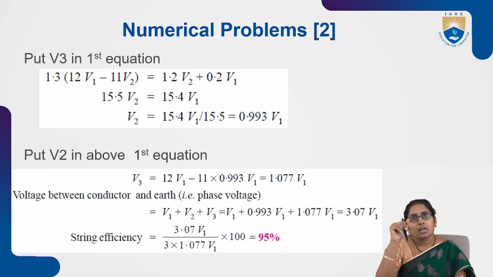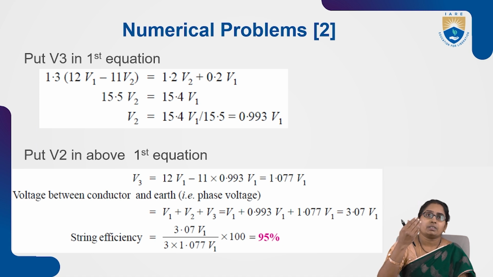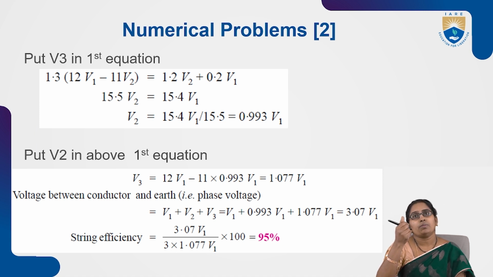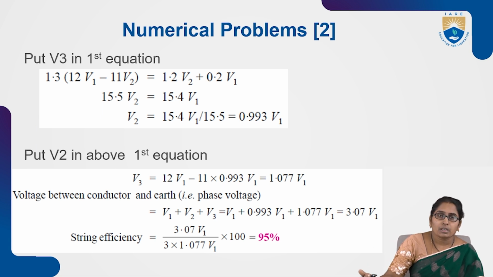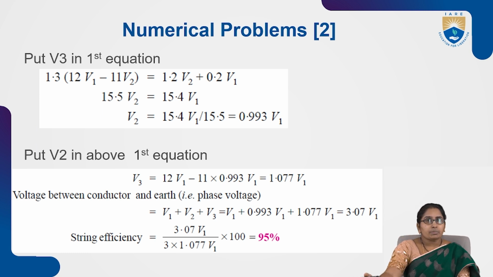So that is how total voltage is obtained in terms of V1, because finally we want to calculate string efficiency. The definition of string efficiency is total voltage, that means system operating voltage, that is nothing but voltage between conductor and earth, over number of units into voltage across the bottom unit. So here what is the bottom unit? V3, right? V3 we have in terms of V1 as 1.07 V1, and total voltage also in terms of V1 as 3.07 V1. So we can cancel V1 in both numerator and denominator. Finally, that is how string efficiency is calculated here, and it is obtained as 95%.